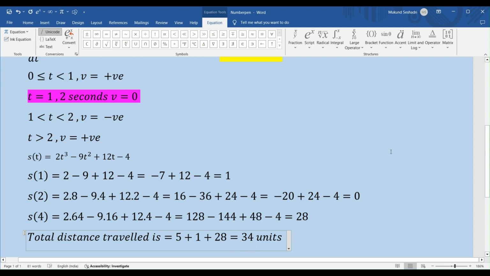And I know folks can go wrong by just directly making a substitution S of 4 and then arriving at 28. You'll have to remember that this is not as straightforward as that, and it calls for understanding at what points we change direction. Right.